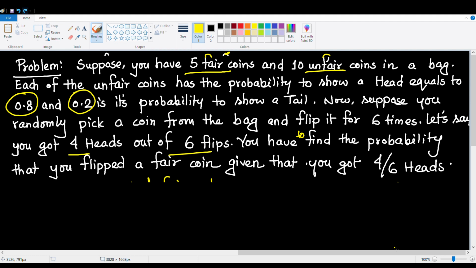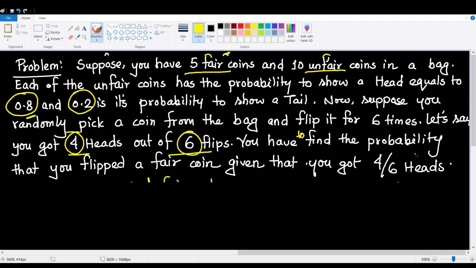The question says that suppose you have 5 fair coins and 10 unfair coins in a bag. Each of the unfair coins has the probability to show a head equal to 0.8, and 0.2 is the probability for an unfair coin to show a tail. Now suppose you randomly picked a coin from the bag, so you don't know whether it's fair or unfair, and then you flip it 6 times. Let's say you got 4 heads out of your 6 flips.